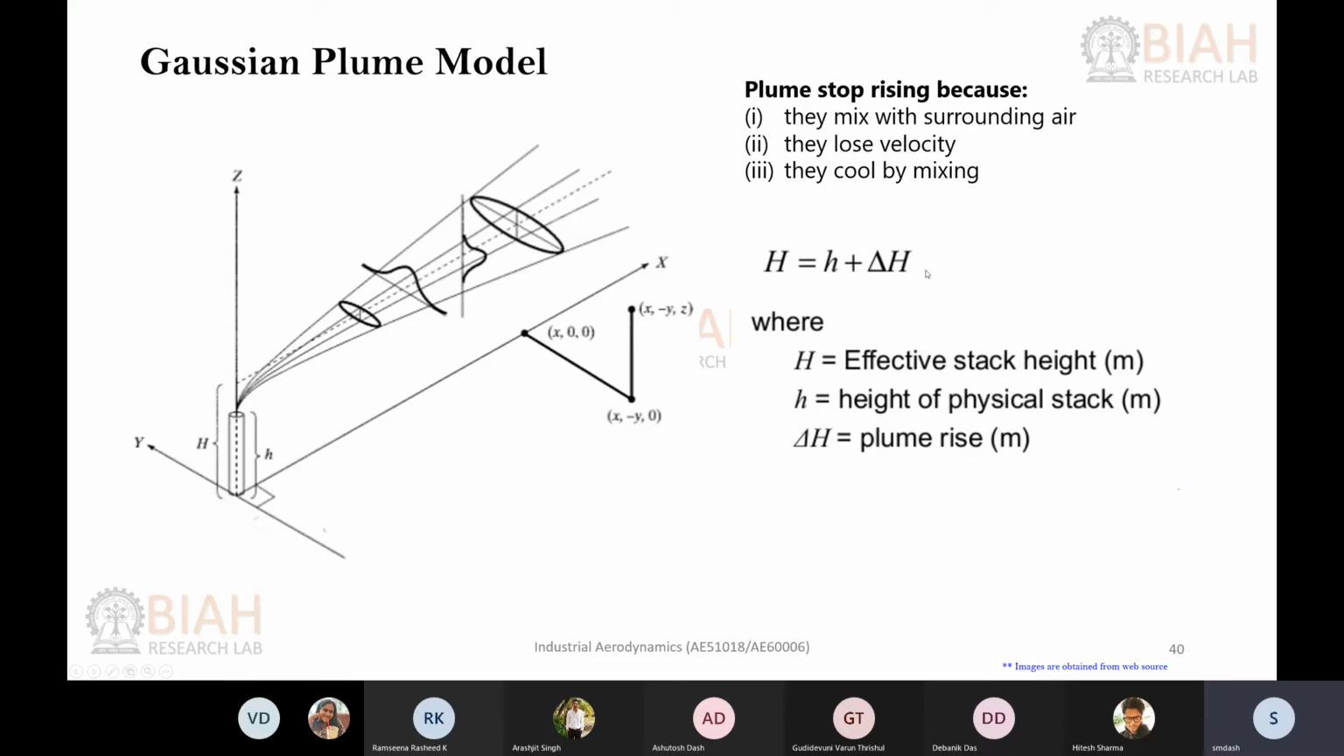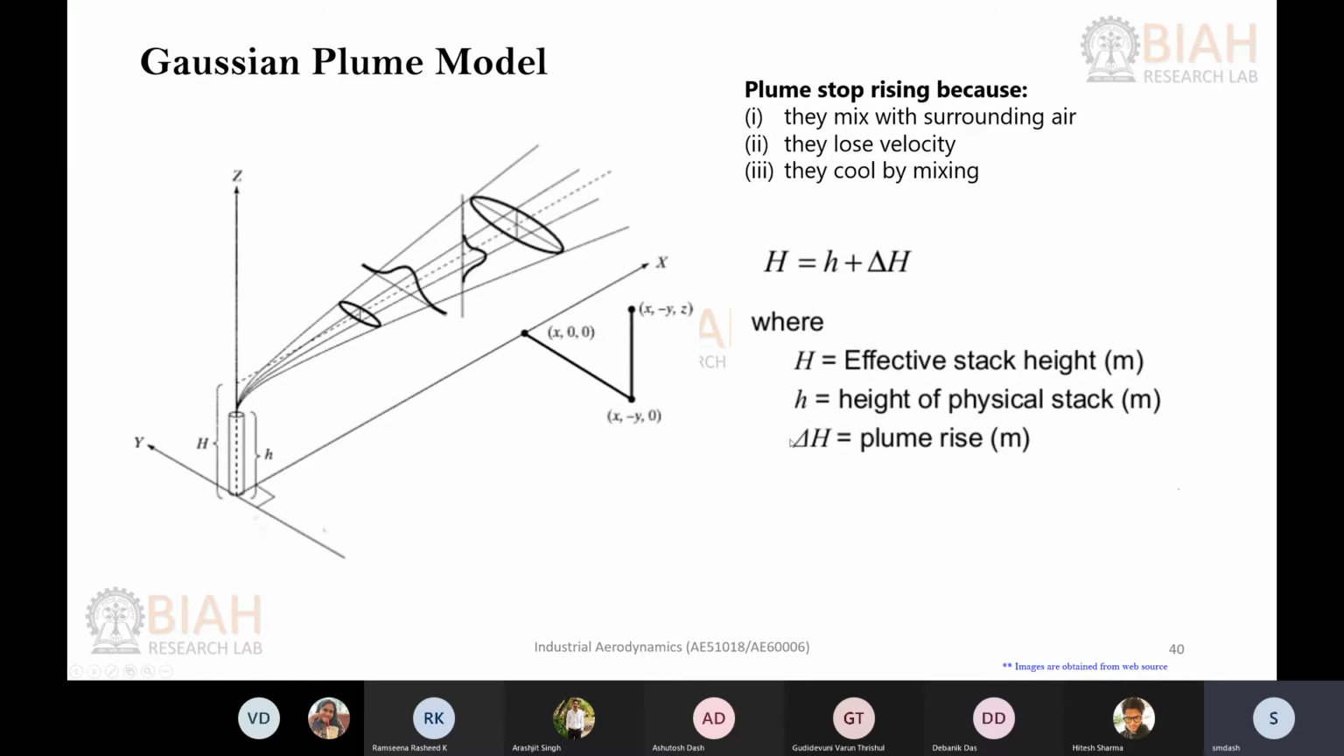So yeah, before I go to there is another formula for it, but here why the plume doesn't continue to rise, because there are few factors. Because they mix with the surrounding air, they lose velocity, the initial velocity with which they are released. That velocity subsequently is lost because of the viscous dissipation, and also they cool down by the mixing among themselves. So because of this, the density of the pollutant is increased and they cannot go high. Okay, so after certain height, they start to fall down or settle down.